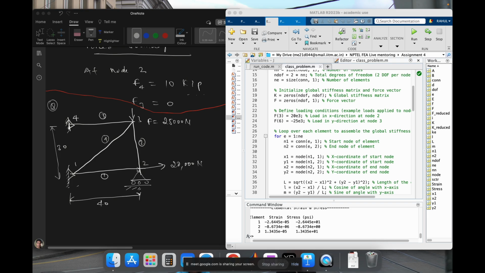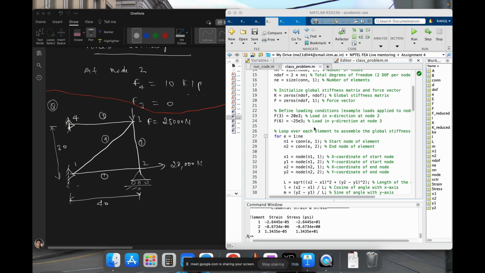So what is F3? F3 is 20,000. But F4 is unknown because the node is constrained to move in the vertical direction, but it can take a reaction force, so that's why F4 is not known. Similarly for F5 and F6, F5 we don't know, but F6 is in the vertical direction.